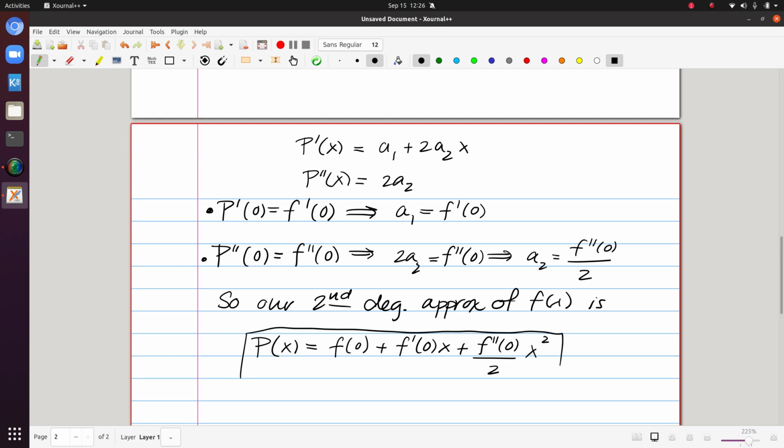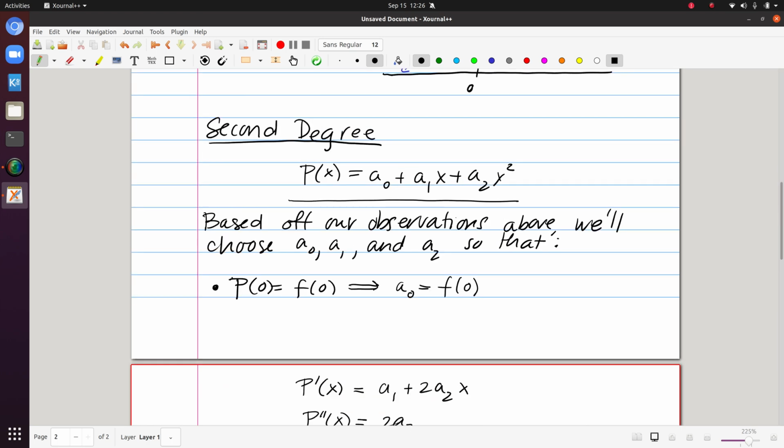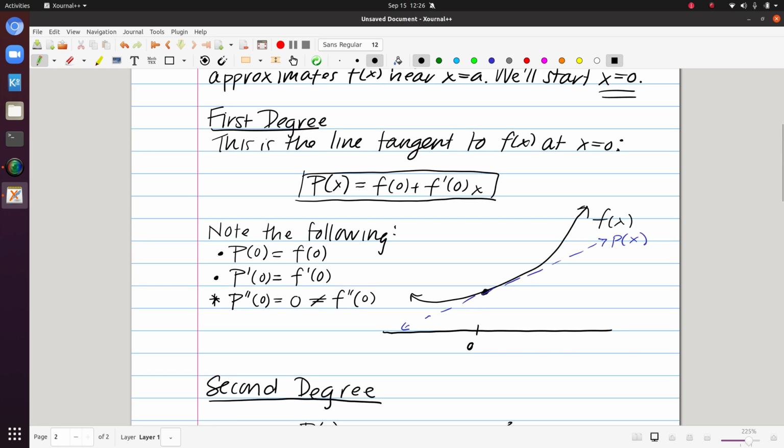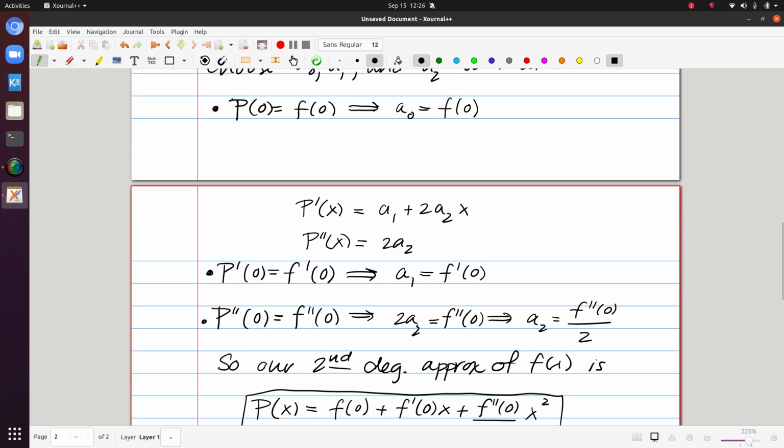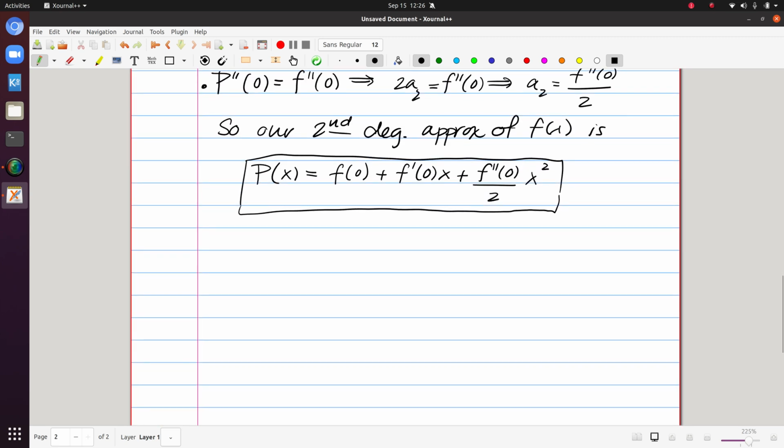So notice that if I removed the x squared term, I would have exactly the same polynomial that I found for my first degree approximation. So it appears that as I'm increasing the degree here, I'm building off of earlier polynomials. And of course, we could do this for the third and the fourth, etc. But let's think if we can find a general pattern here for the nth degree polynomial.